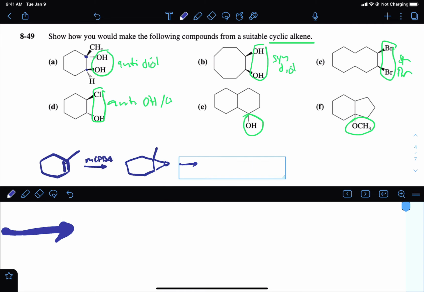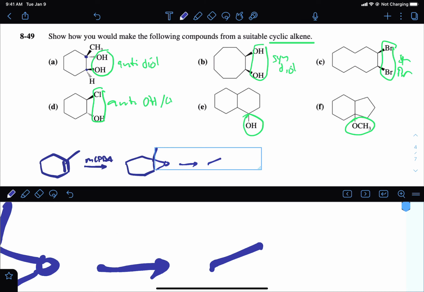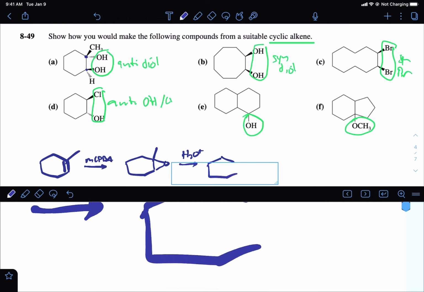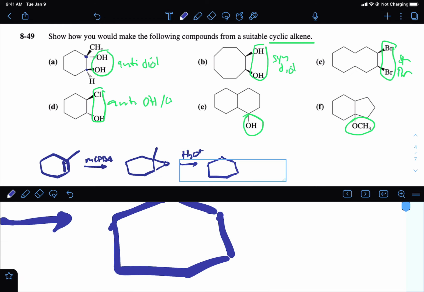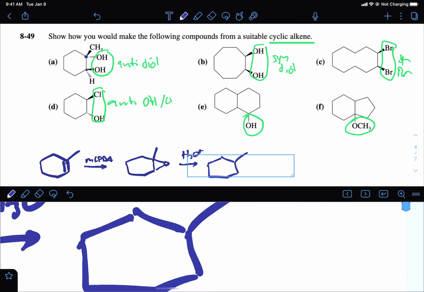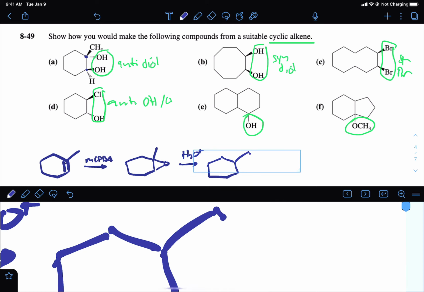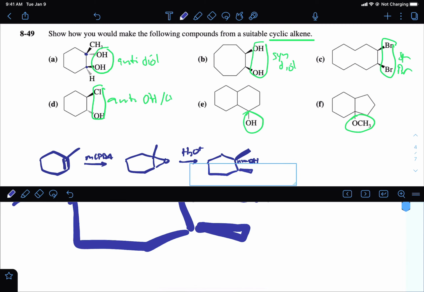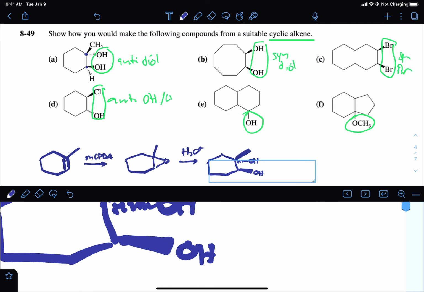And then we're going to pop it open with H3O plus. So we'll have our methyl, and here they made the methyl wedged. That's just because they chose to make this OH dashed. But it doesn't matter because both can happen. The OHs just have to be anti.